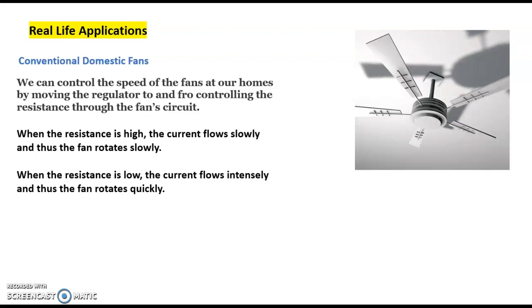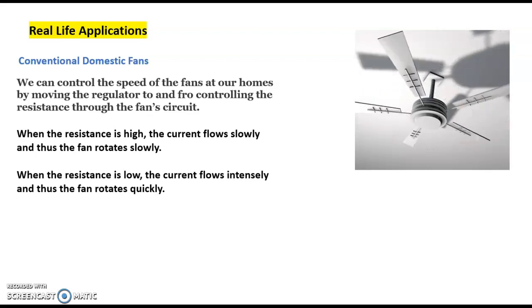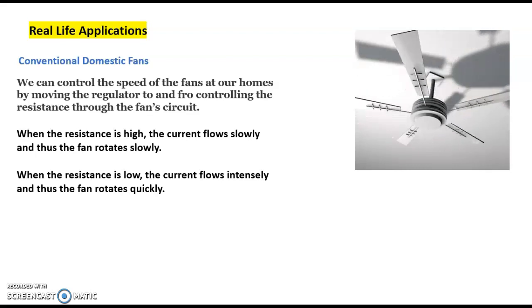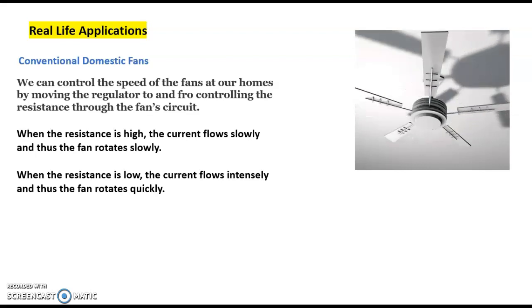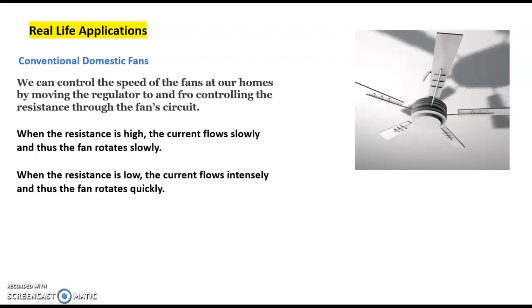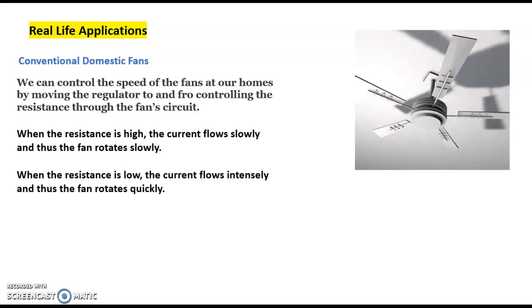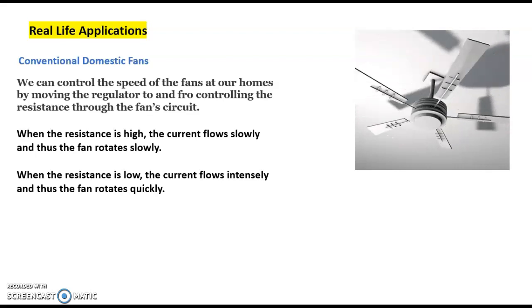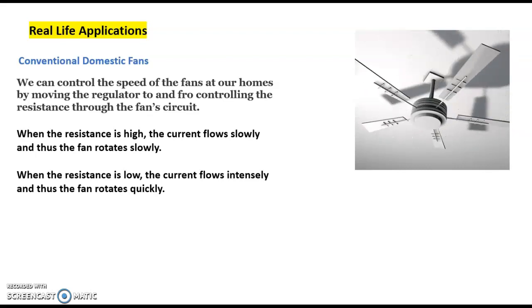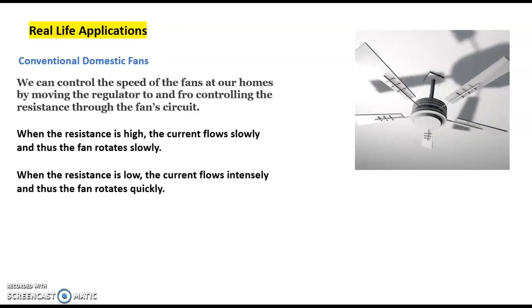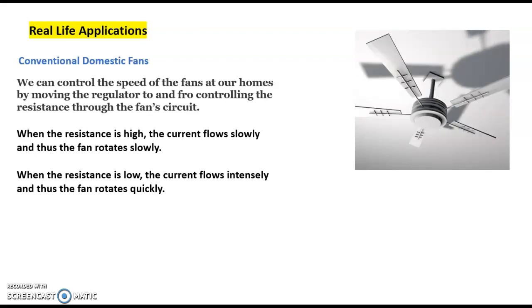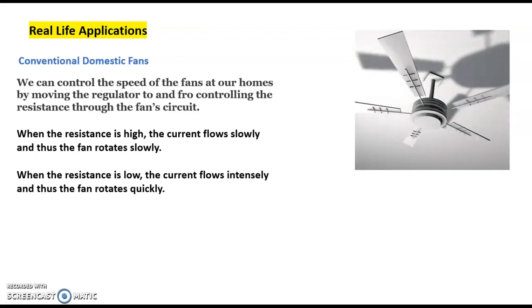Now, real-life applications, conventional domestic fans. We can control the speed of the fans at our homes by moving the regulator to and fro, controlling the resistance through the fan circuit. When the resistance is high, the current flows slowly and thus the fan rotates slowly. And when the resistance is low, the current flows intensely and thus the fan rotates quickly.